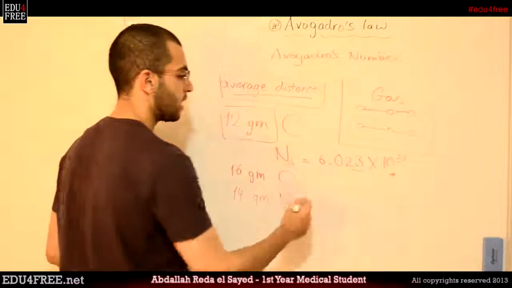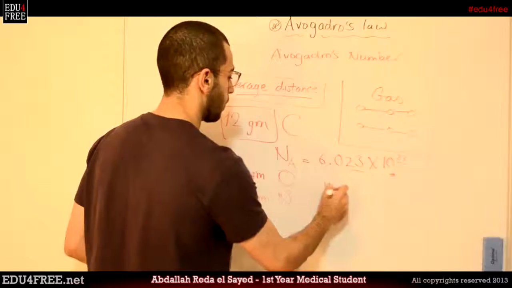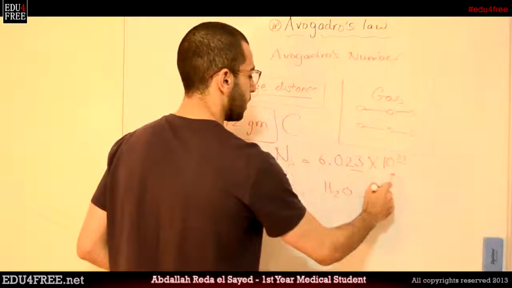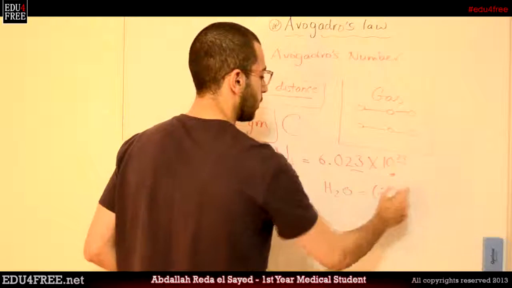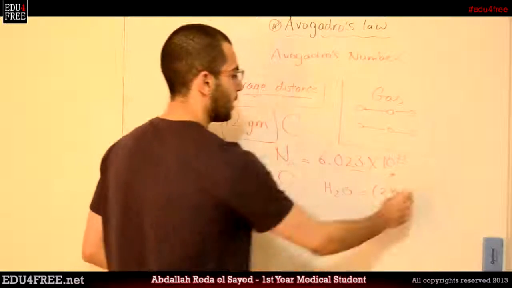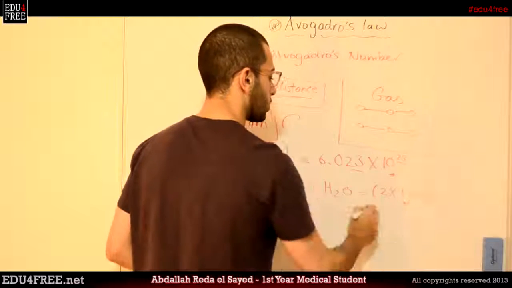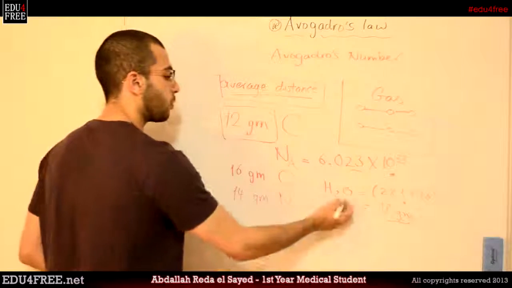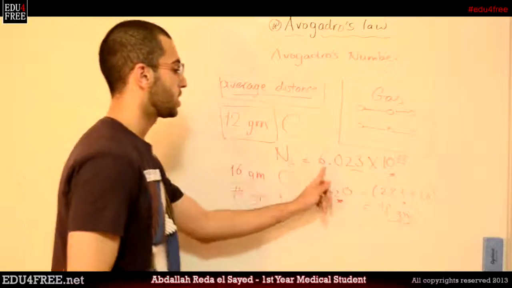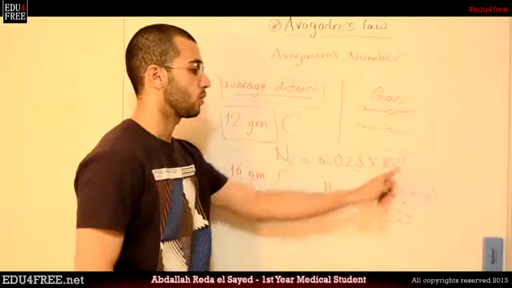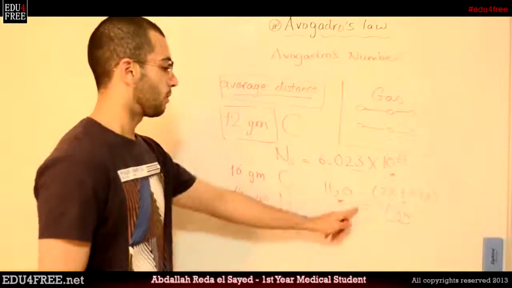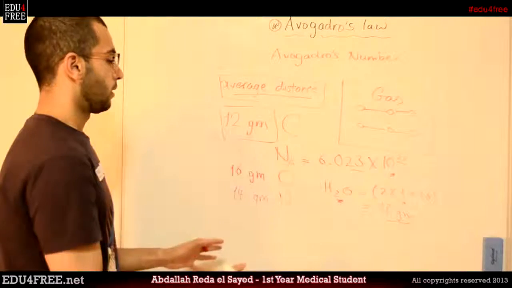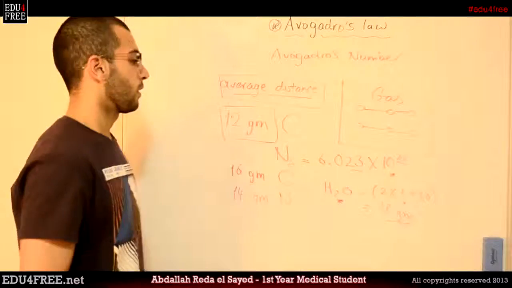So if we say water vapor, like H2O, what is the mass of this molecule? We have 2 hydrogen atoms multiplied by 1, which is the atomic mass of hydrogen, plus 16, so we get 18. So if we have 18 grams of water vapor, we'll find that it contains 6.023 times 10 to the power 23 molecules. So it's a molecule here, not an atom. So this is the general idea of Avogadro's number.